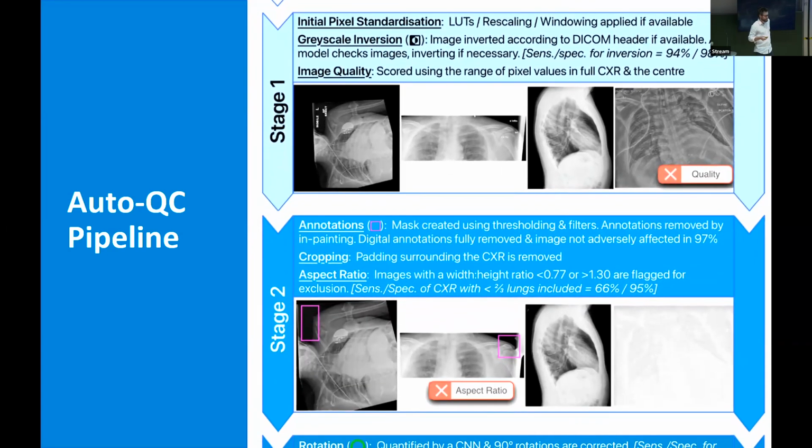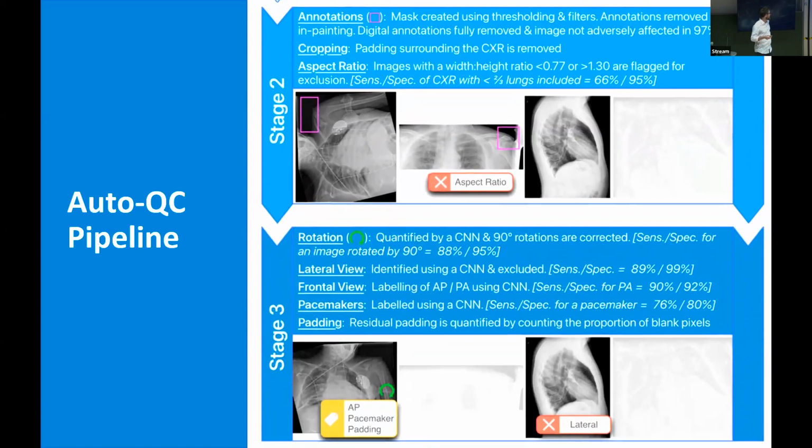In step 2, we remove any image annotations, crop any black padding around the image, and also eliminate images based on aspect ratio. There are some images that only contain, for example, the tops or the bottom of the lungs. And just by using a simple aspect ratio, you can eliminate a good portion of these. And finally, we correct any 90-degree rotation.